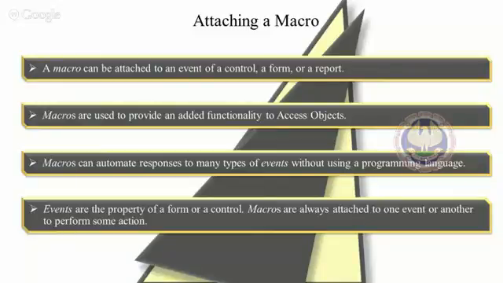Macros are used to provide added functionality to the Access objects. So basically, if you want to execute any particular query on the click of a control button, then we can associate that. So macros can automate responses to many types of events without using a programming language. Events are the property of a form or a control. Macros are always attached to one event or another to perform some action.